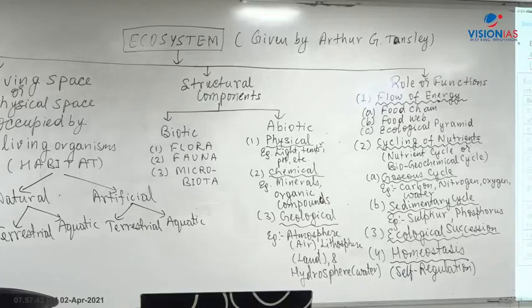Gaseous cycle, just remember, all these cycles are based on a reserve pool. The reserve pool for gaseous cycles is the atmosphere and ocean, whereas the reserve pool of sulfur and phosphorus, the sedimentary cycles, is the earth crust. Earth crust is the reserve pool of sulfur and phosphorus, whereas the reserve pool of gaseous cycles, that is carbon, water, nitrogen and oxygen, is the atmosphere or oceans. We'll study that.